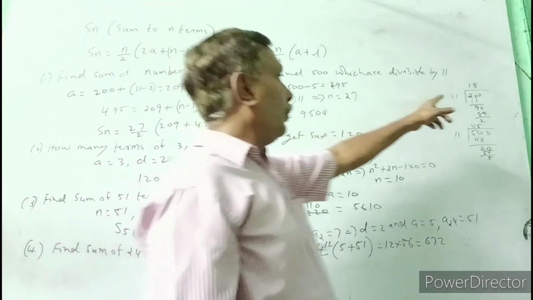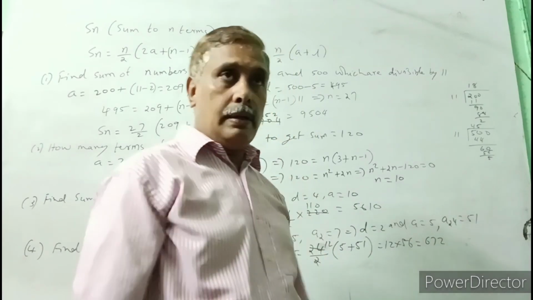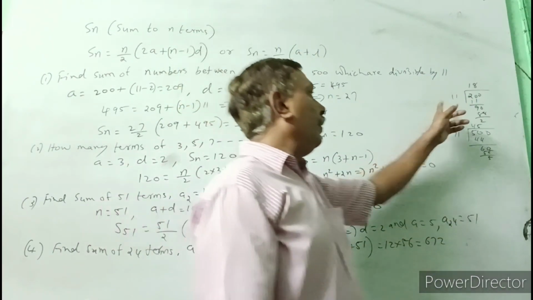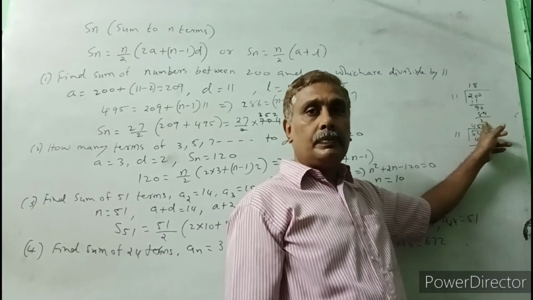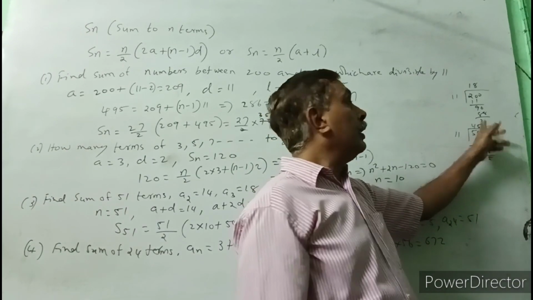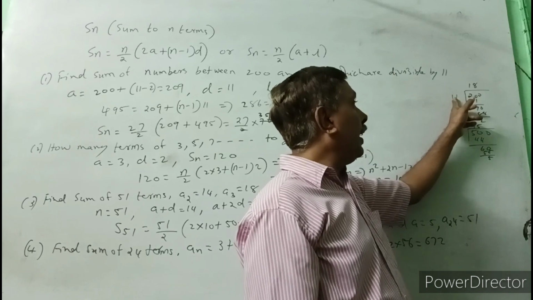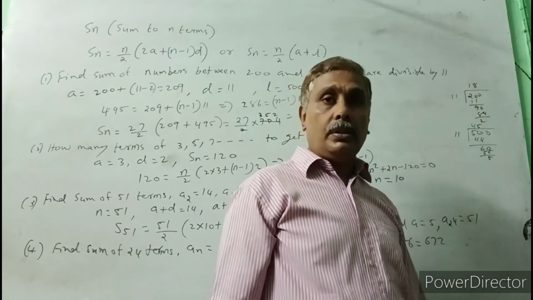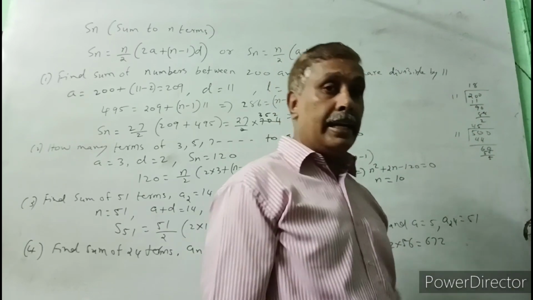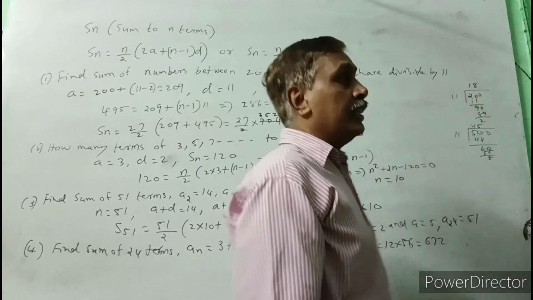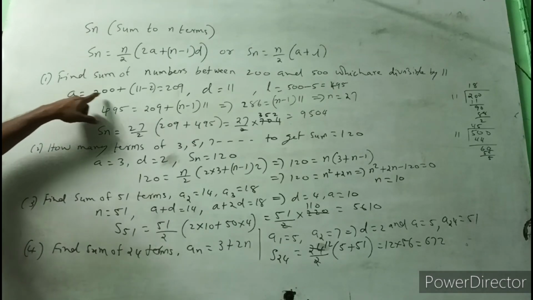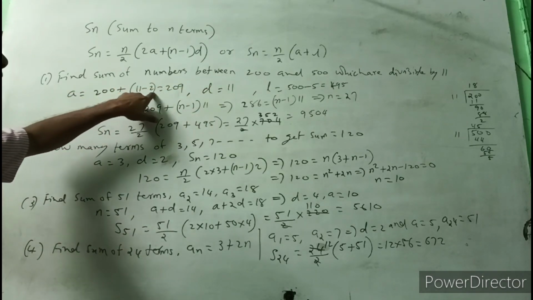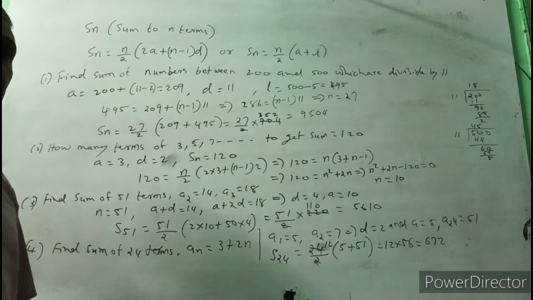Very simple. You divide 200, the first term, by 11. 11 is the divisor. If 13 is there, you divide it by 13, whatever it may be. You divide and find out the remainder. The remainder is 2. Then the difference between this divisor and remainder you find out. That is 11 minus 2, that is 9. That you add with the first term. That is written the first term as 200 plus 11 minus 2, where 11 is the divisor minus remainder. So you get 209 is the first term.